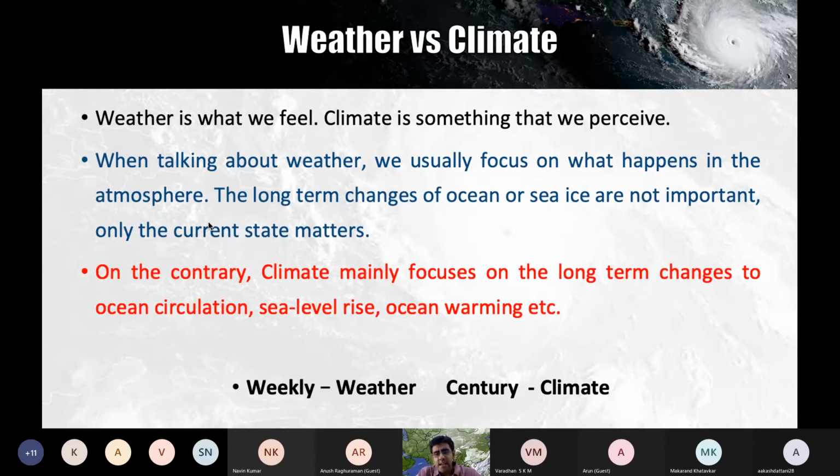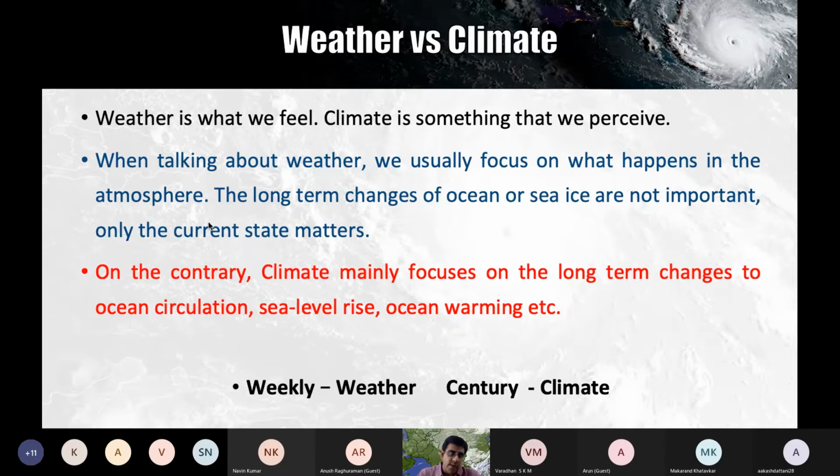And this is where the importance of ocean is lost, because we only talk about what is happening in the atmosphere. What are the wind motions in the atmosphere? We don't talk about ocean that much. But when it comes to climate, the ocean is very important because we need to see how the ocean is slowly releasing the heat, and how that heat is coming to the surface, because that is what is going to change the climate.